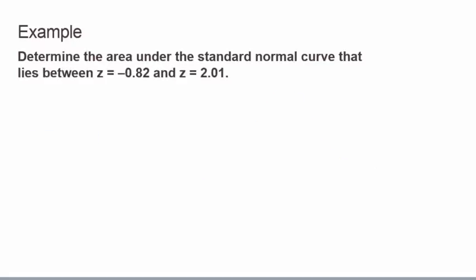Example: determine the area under the standard normal curve that lies between z equals negative 0.82 and z equals 2.01. I draw my standard normal curve with a line to the left of 0 and a line to the right of 0. Then I shade between those two lines. This one is the easiest to find on our calculator because my smaller z-score is my lower bound and my larger z-score is the upper bound.